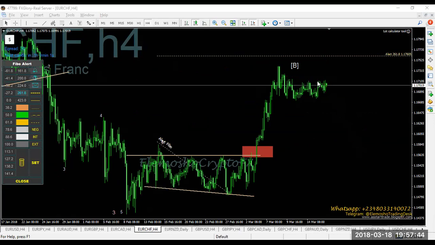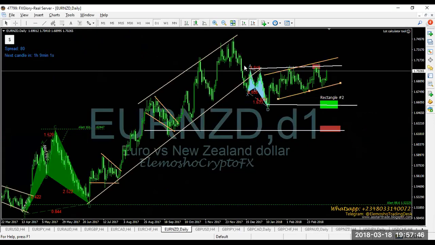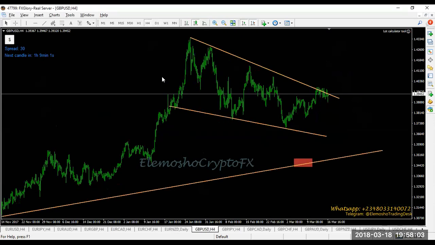Then for Euro New Zealand, we're expecting price to get to this zone, reject it, where we now sell from there. So those are our expectations for the Euro pairs. Now I'll be going to the pound pairs. Now, for the pound pairs, what I gave you guys before, let's go back to my channel.